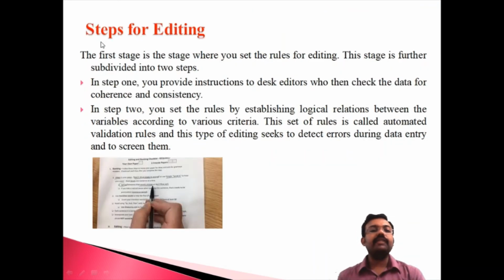Okay, then what are the steps for editing? From the research point of view, what are the important steps prepared by the researcher for editing? There are two basic important steps. When you frame the editing, editing rules are essential. Editing rules are very essential, so we must be conscious about these activities. Basically the stages are classified into two, and the stages are further divided.